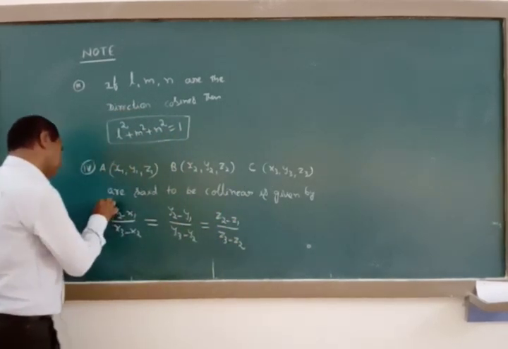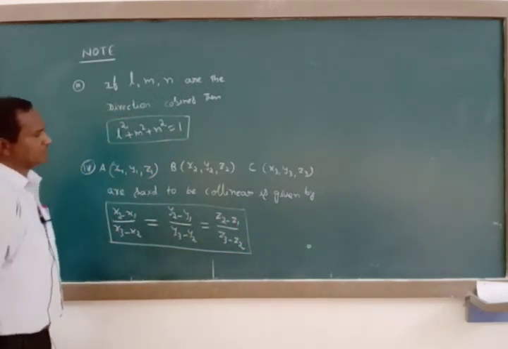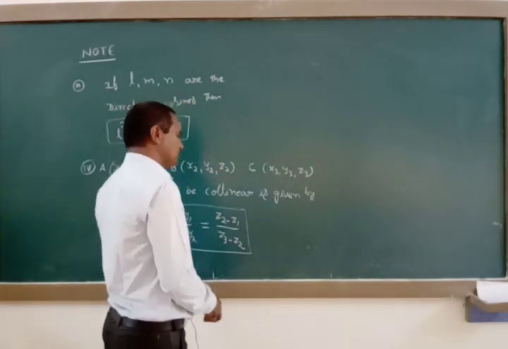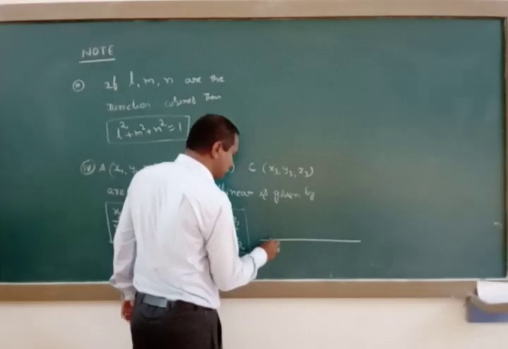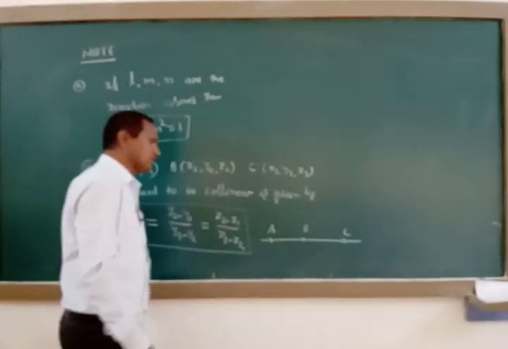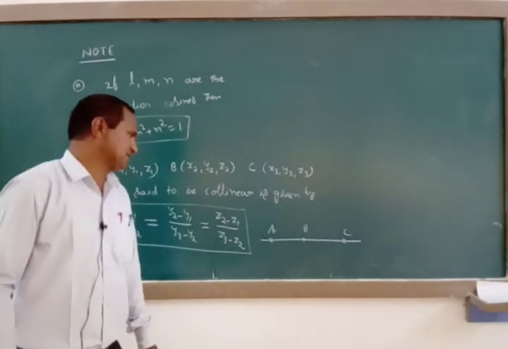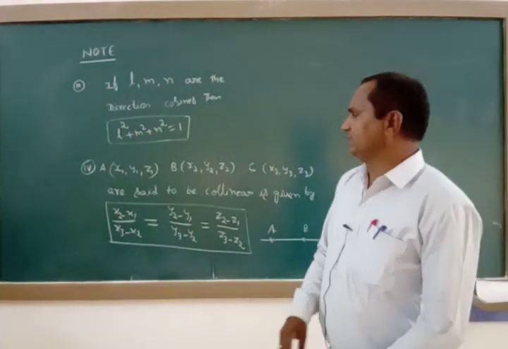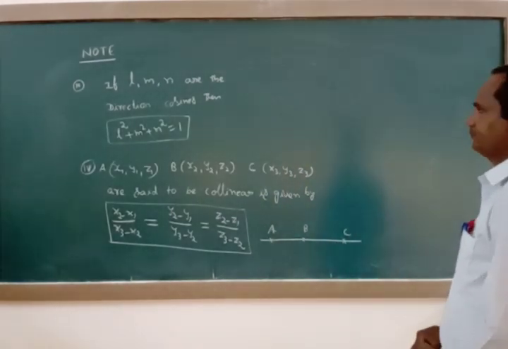Like that, it is an important condition, geometrically, in three-dimensional geometry to show the given 3 points are collinear. 3 points are collinear means all the 3 points lie on the same line, like A, B and C. Whenever we have to show that the given 3 points are collinear, we have to apply this formula.